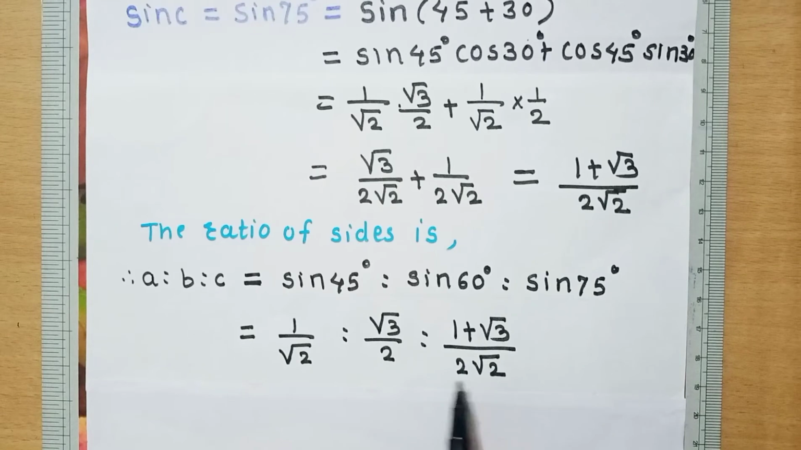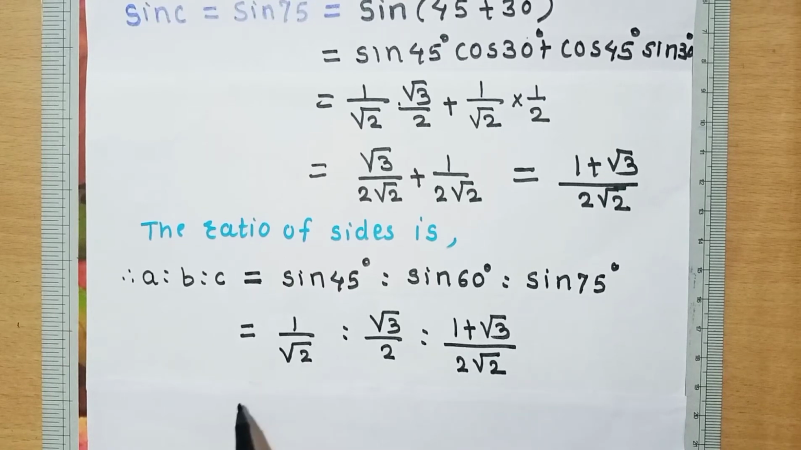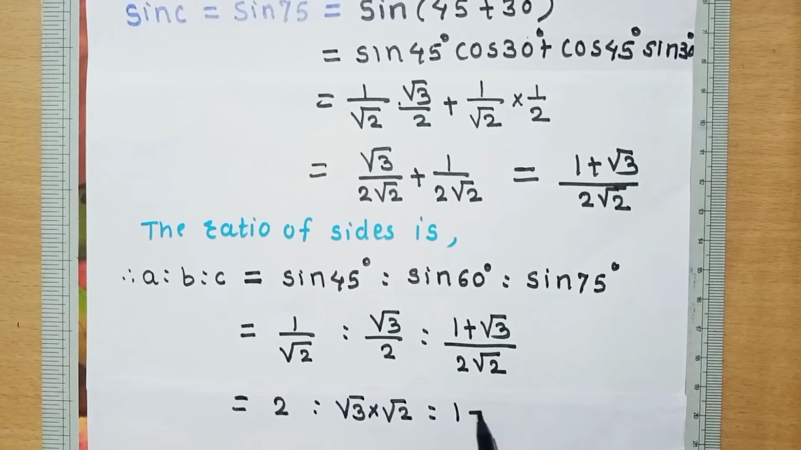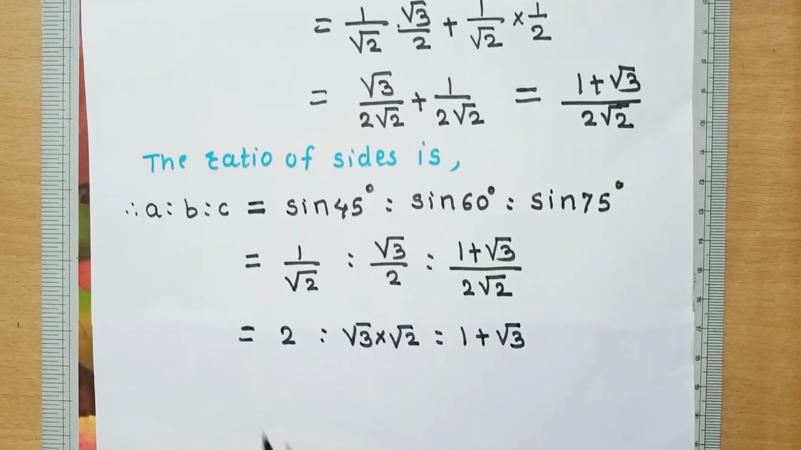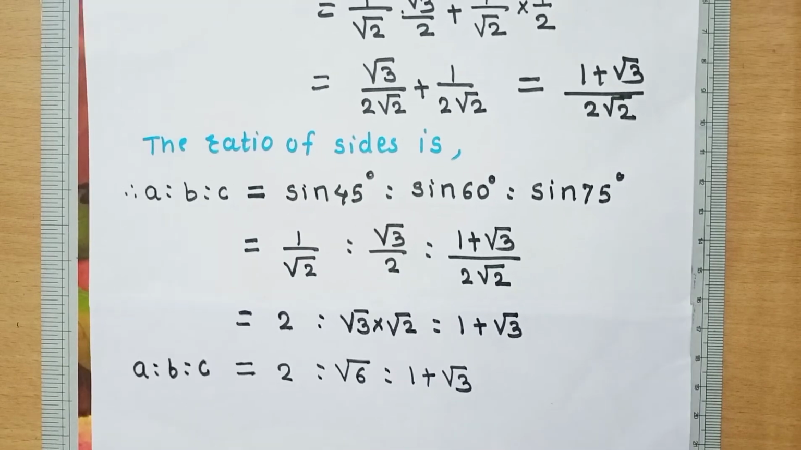Now check the denominator. Denominator is different, so we will multiply these three ratios by this denominator, which is 2 root 2. So multiplying 2 root 2 here, upside we have answer only 2. Then here root 3 multiplied by root 2, and here only 1 plus root 3. And so final ratio is 2 is to root 6 is to 1 plus root 3. This is the ratio of the sides.